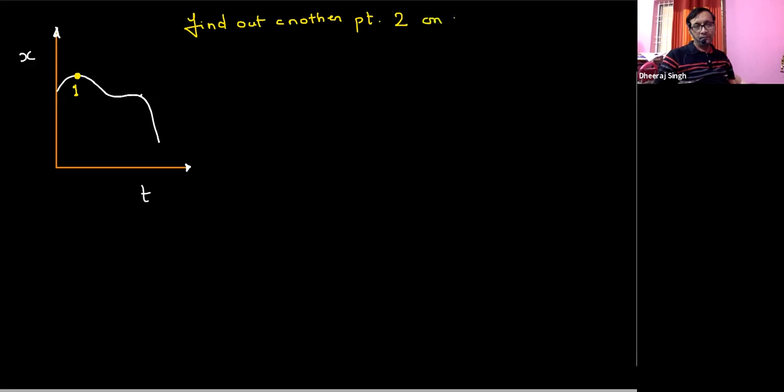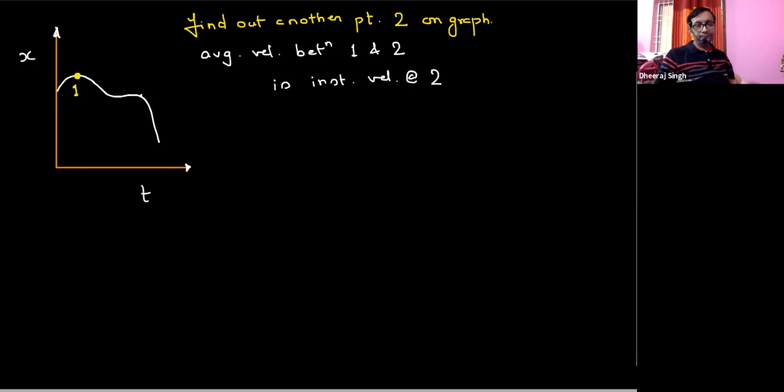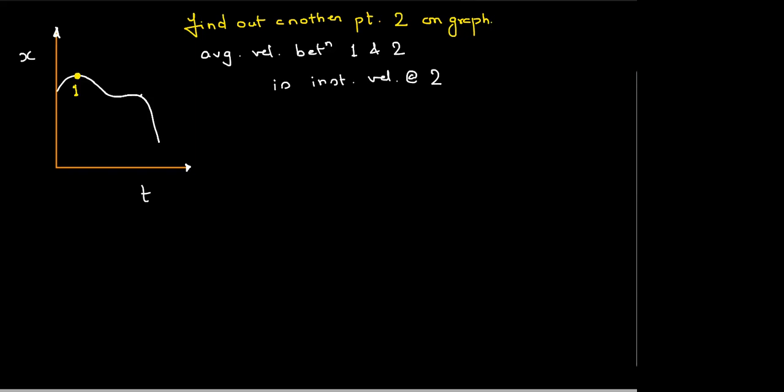so that the average velocity between 1 and 2 is equal to the instantaneous velocity at 2. Do it. No mathematics, nothing. Just think, you'll get the answer. Think it in a straightforward manner.